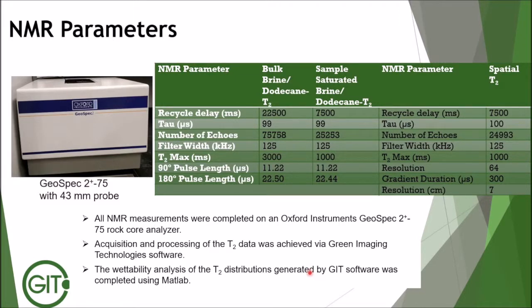This slide shows all the NMR parameters employed for all the scans completed in this work, including the bulk measurements and the spatial T2 measurements. All NMR measurements were completed in an Oxford Instruments GeoSpec 2 Plus 75 rock core analyzer, like shown here, using a 43mm probe. Acquisition and processing of the T2 data was achieved via Green Imaging Technologies software. The wettability analysis of the T2 distributions generated by GIT software was then completed using MATLAB.